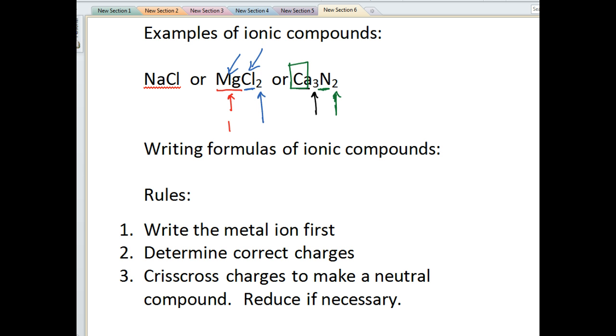An example of something that is not an ionic compound would be, let's say, PCl3. Phosphorus is a nonmetal, and chlorine is a nonmetal. So this is a different type of compound we'll be talking about later, but that's a non-example of an ionic compound. Go ahead and erase that.